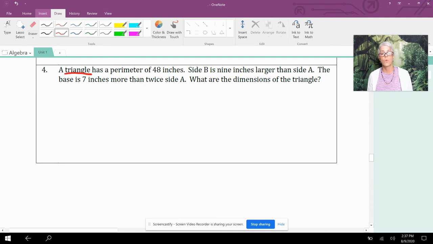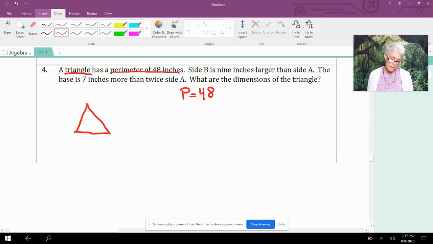So first off, I want you to notice that this is a triangle. Sometimes it's going to say a square. Sometimes it's going to say a rectangle. So I'm going to go ahead and draw a triangle. And it says that perimeter is 48. So I'm going to write that. Perimeter is 48. Okay? I'm writing as I'm reading.